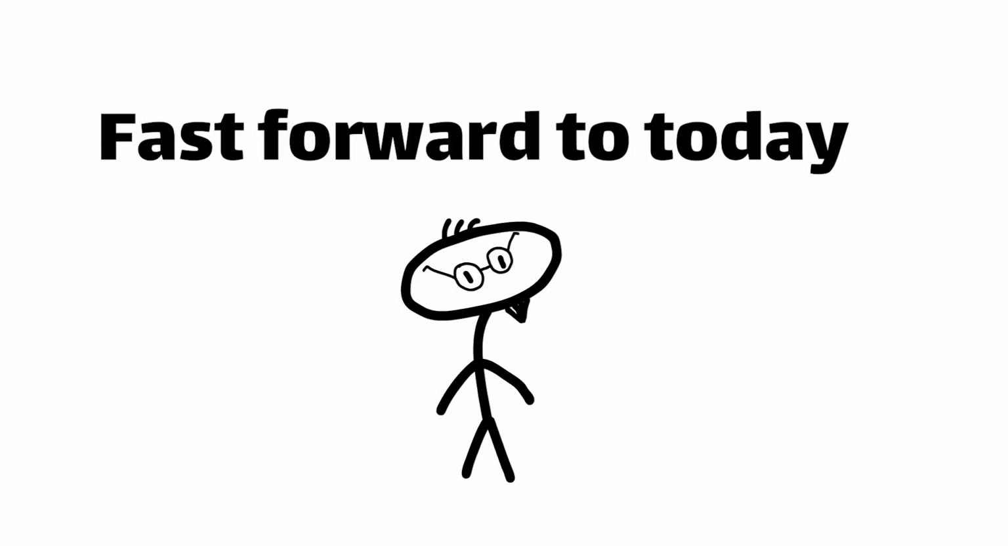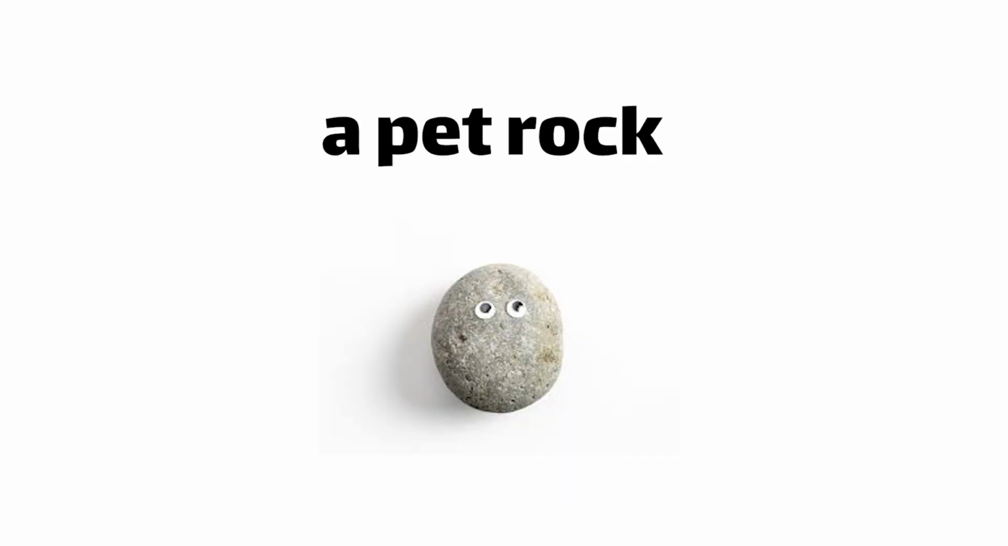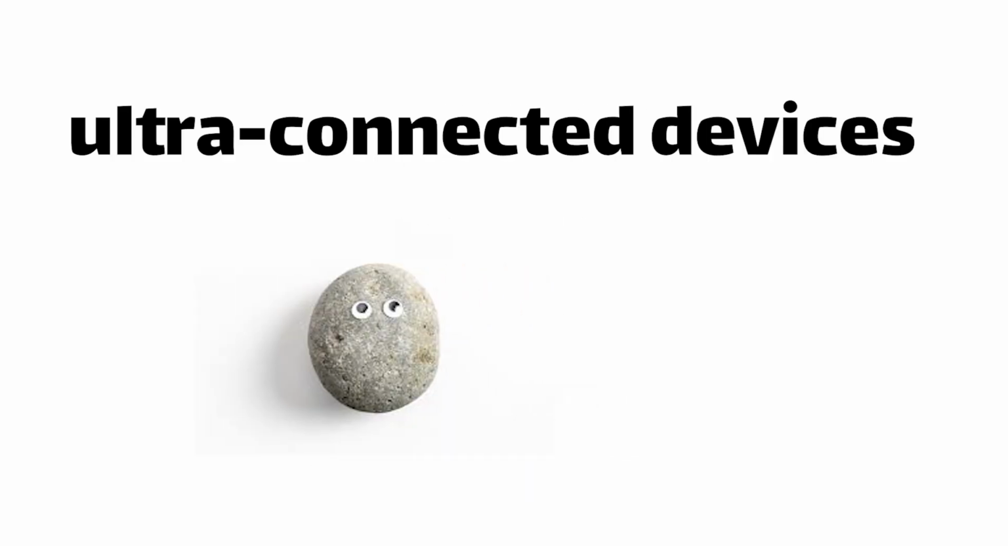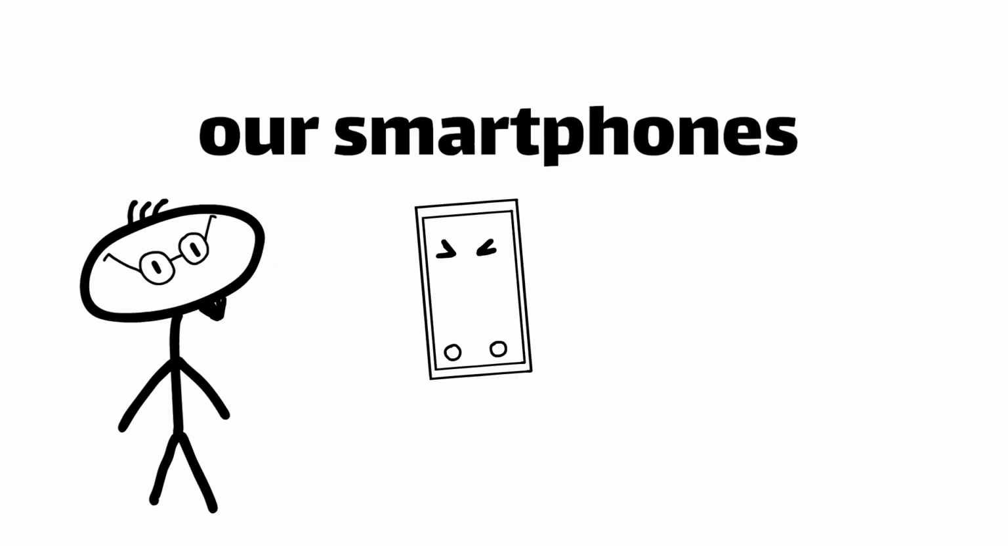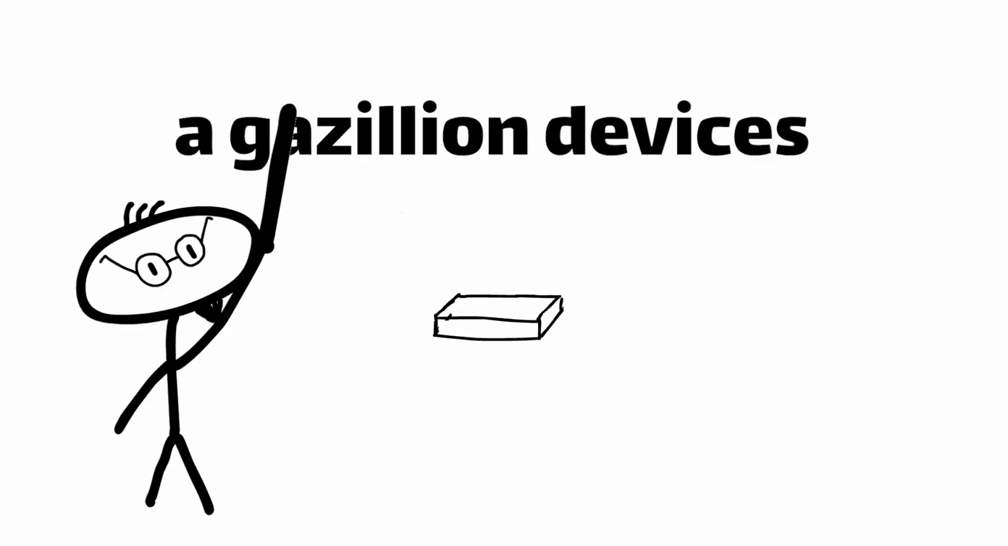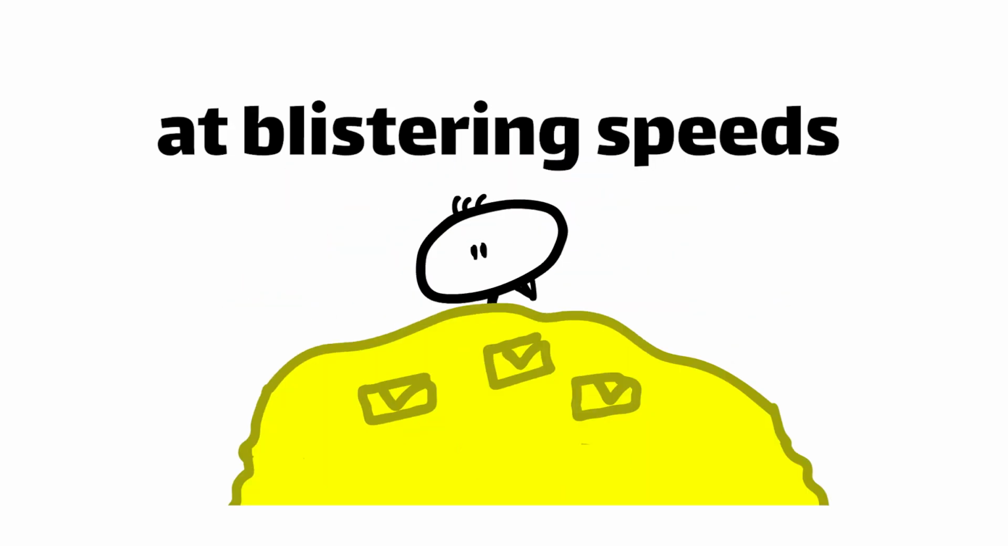Speaking of which, fast forward to today, and that dinosaur of a machine is about as useful as a pet rock compared to the sleek, ultra-connected devices we carry around in our pockets, and you're probably watching this video with one. But what kind of black magic is it that allows our smartphones, tablets, and laptops to talk to a gazillion devices and transfer a massive amount of data at blistering speeds?